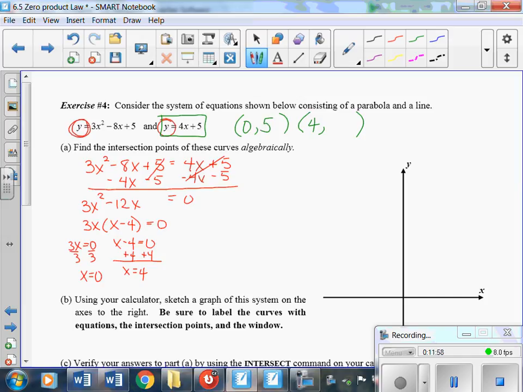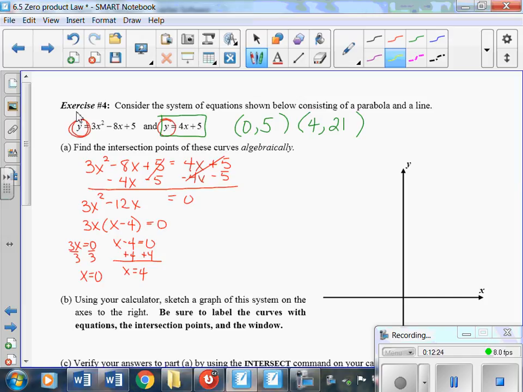And then I'm going to plug my 4 in and get 4 times 4 is 16, and 16 plus 5 is 21. So there are my 2 points of intersection. All right, if you plugged it into the quadratic, you should come out with the same answer. So it says here now to, using your calculator, sketch a graph of the system on the axis to the right. Be sure to label the curves with the equation, the intersection points, and the window.